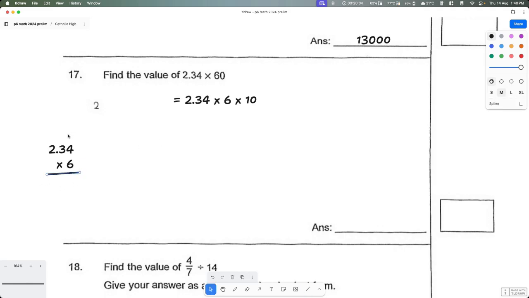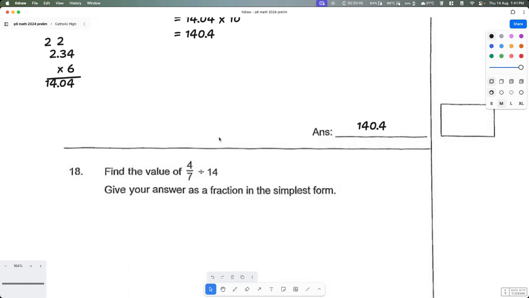4 times 6 is 24. Put 4 below and 2 on top. Then 3 times 6 is 18 plus 2 is 20. Put 0 here and 2 on top again. 2 times 6 is 12 plus 2 is 14. So 14.04 times 10. That means you move the decimal to the right, so it's 140.4. The answer is 140.4.